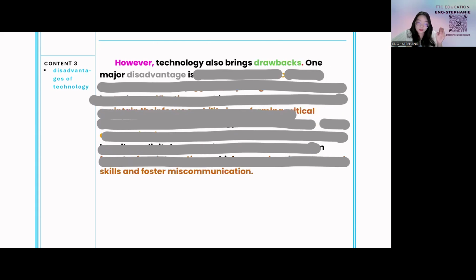So here, talk about your P3. Your P3 is about the disadvantages of technology. Now we change the word, don't use disadvantages. We used benefit just now, so we can also use, what's the alternative word for disadvantages? Drawbacks. Technology also brings numerous drawbacks, because we have to give more than one. Then you continue to talk about it.